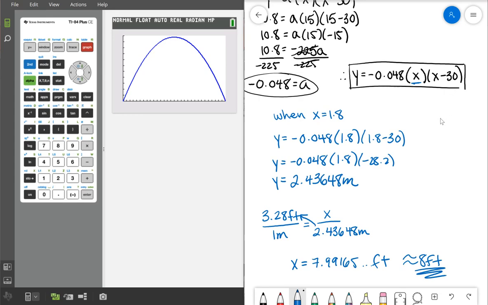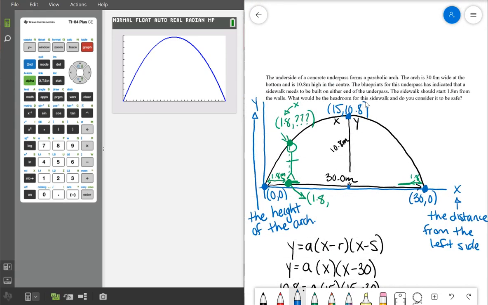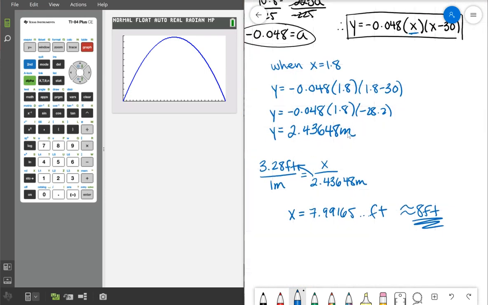So to answer the question that they've asked us, what would be the headroom of the sidewalk, and do you consider it to be safe? Well, the headroom is about 8 feet, or about 2.43648 meters, and yeah, that's probably going to be safe. Yes, it is safe.